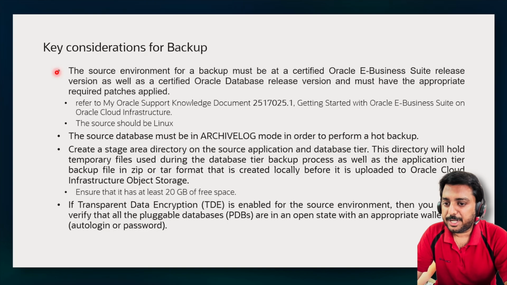And you also have to ensure that all the appropriate patches are applied on your source environment. So you can follow this MOS note, 2517025.1, Getting Started with EBS on OCI. This note has all the information about the prereq patches which you need to ensure before you start the migration.